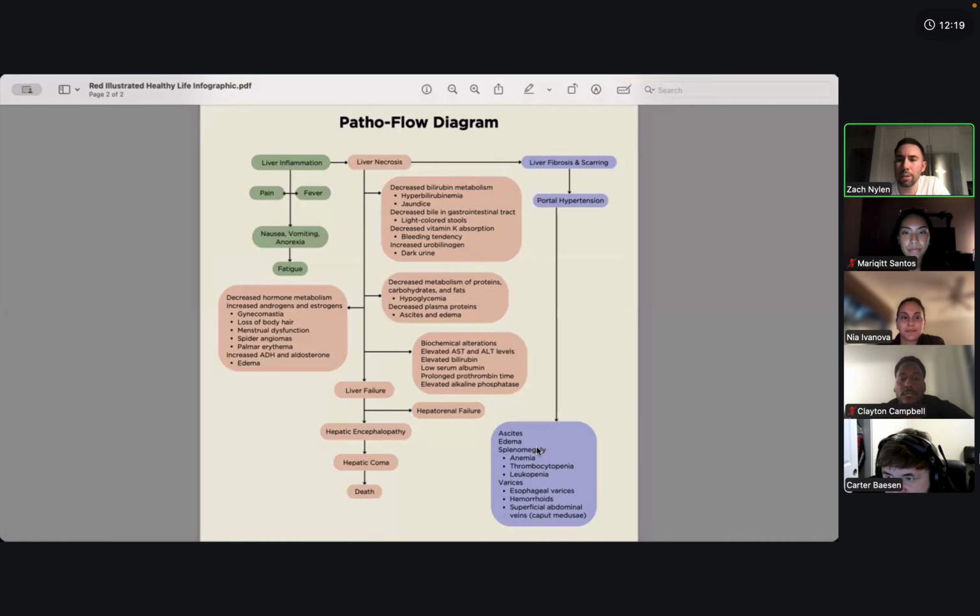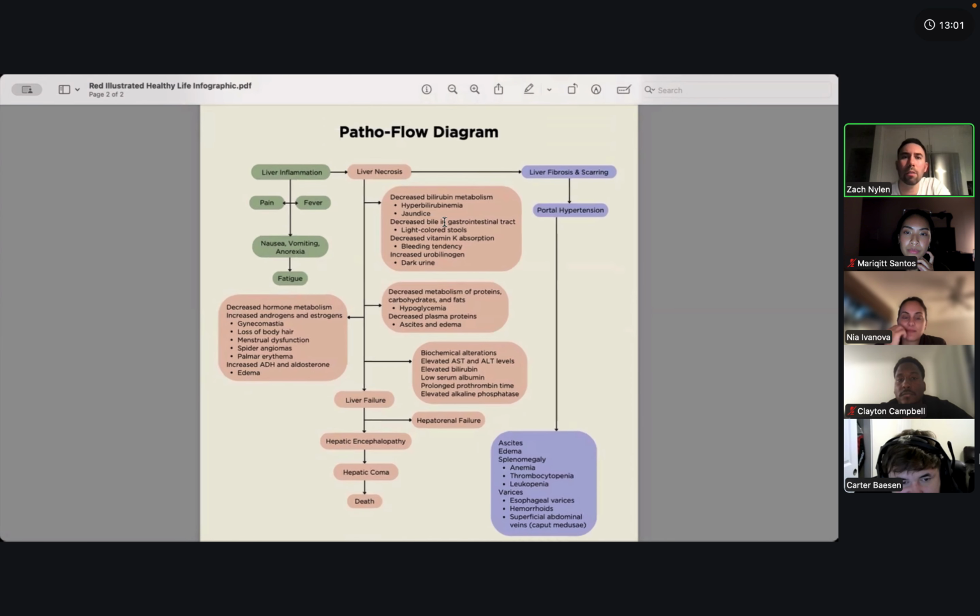Portal hypertension also causes varices, including esophageal varices, hemorrhoids, and caput medusae, which are those superficial abdominal veins. And these are dangerous because they can rupture and cause life-threatening bleeding. And then as liver function continues to decline, liver failure develops. This can lead to hepatorenal failure, where kidney function begins to fail due to severe liver dysfunction. Liver failure also leads to hepatic encephalopathy, which occurs when toxins like ammonia build up in the bloodstream and affect brain function. This can progress to hepatic coma and ultimately death if not treated.